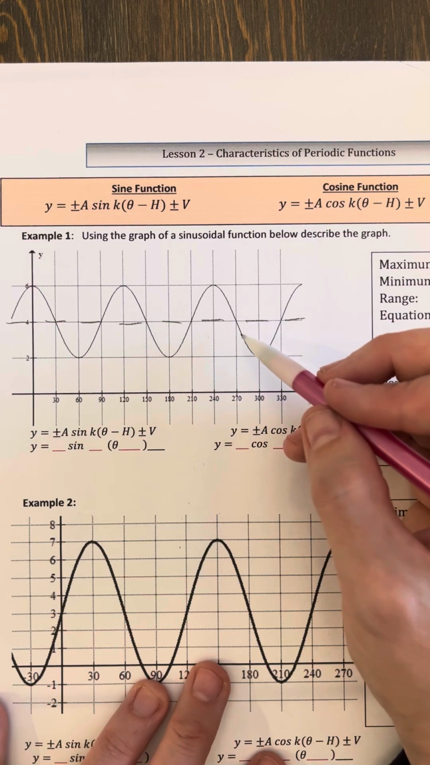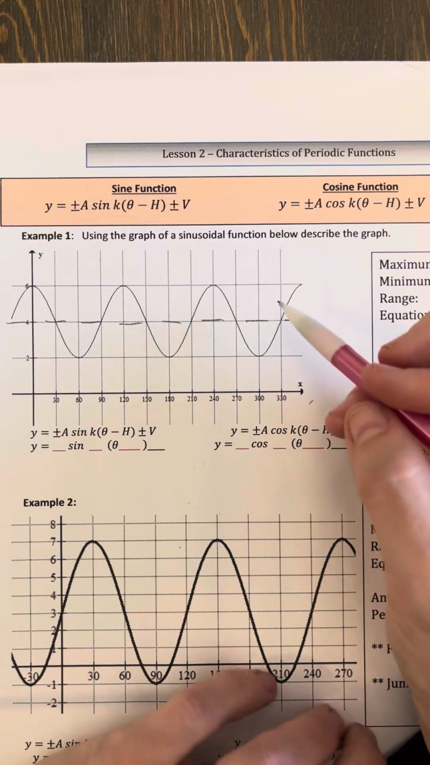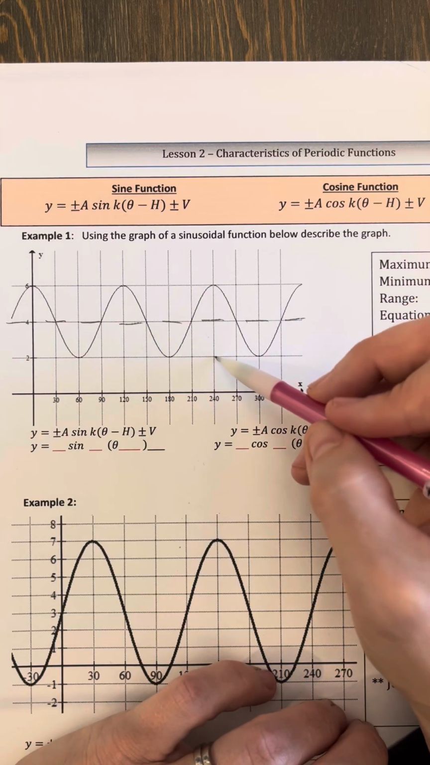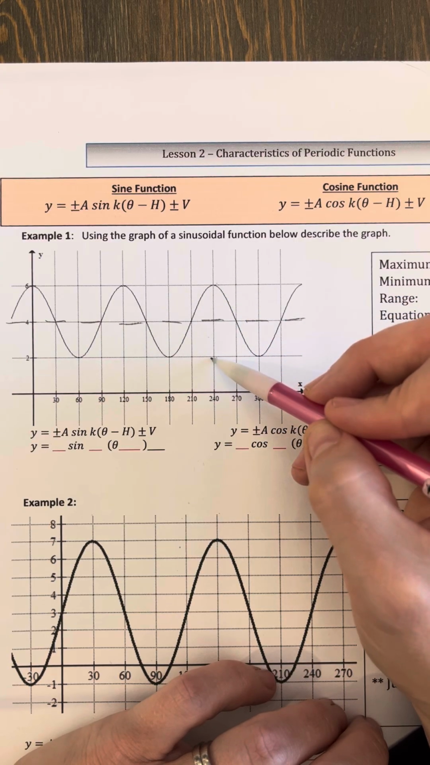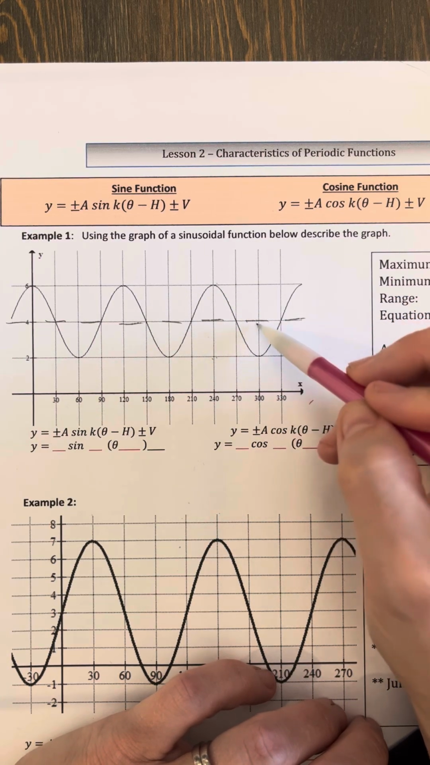Sometimes it's easy to figure out. If it's not easy to tell, you could just add the two values, the max and the min, and then divide by 2. So in this case, 6 plus 2 is 8, and then divide by 2, that's 4. Our midline is at 4.